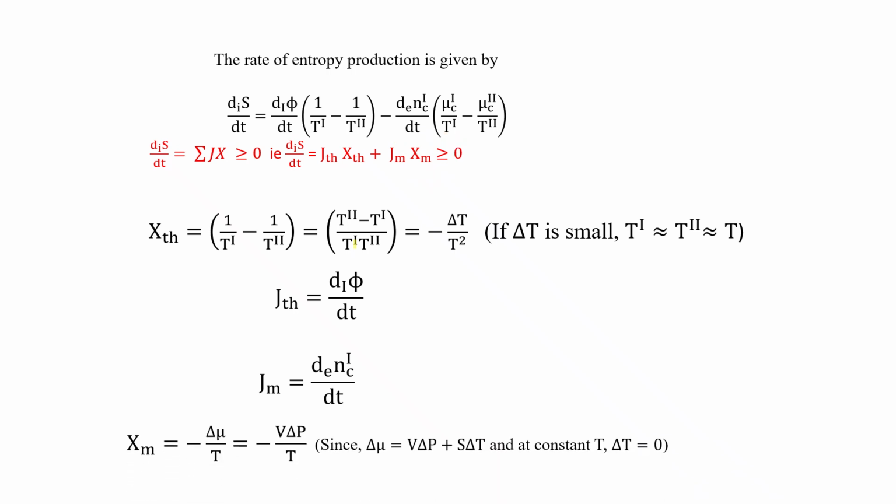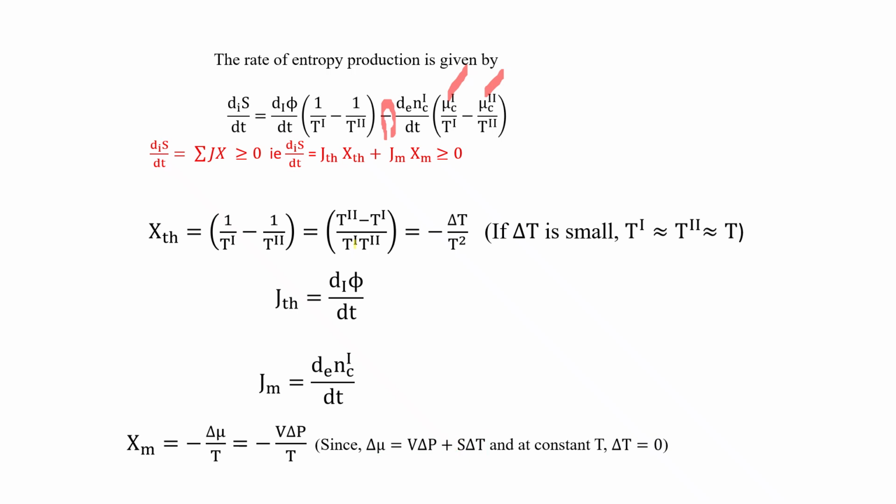So xm is equal to minus, so here you can see it is nu c1 minus nu c2. Here you are having a minus sign also. So nu 1 minus nu 2 is equal to del nu. So del nu is equal to vdp plus sdt. Here we are assuming that temperature will be constant. So obviously vdp will be equal to del nu. So this equation will become 0.